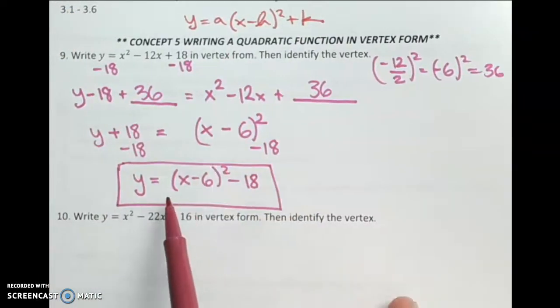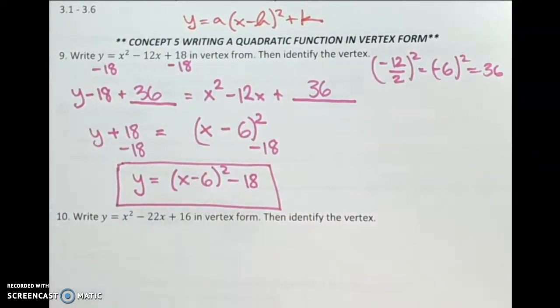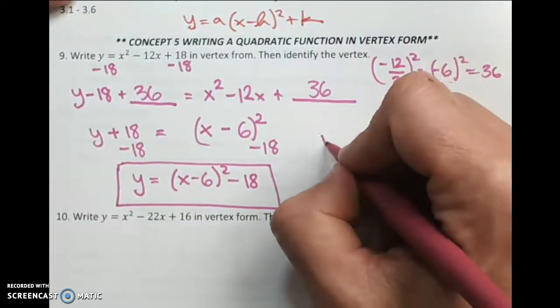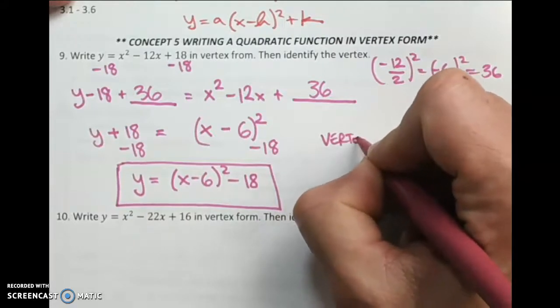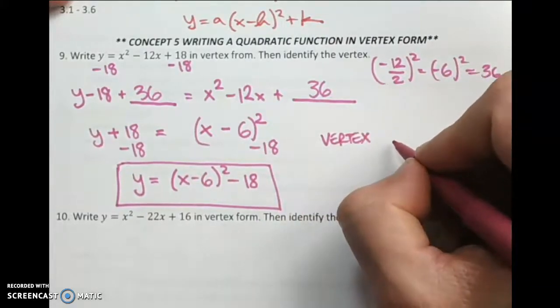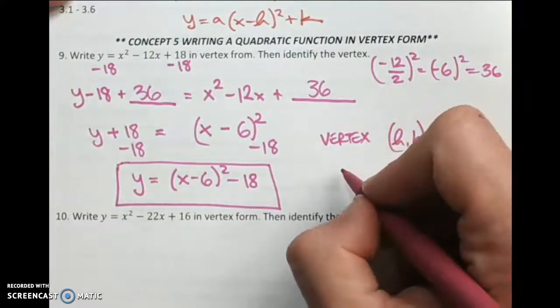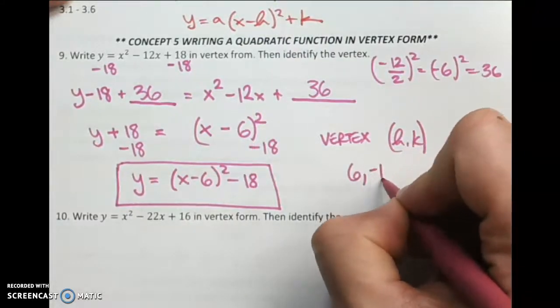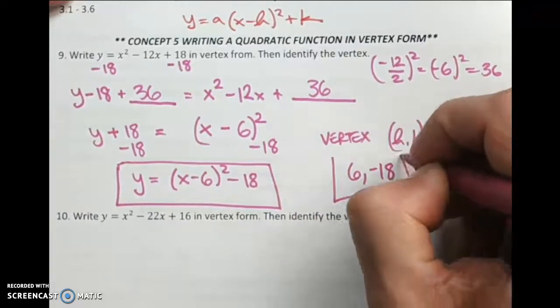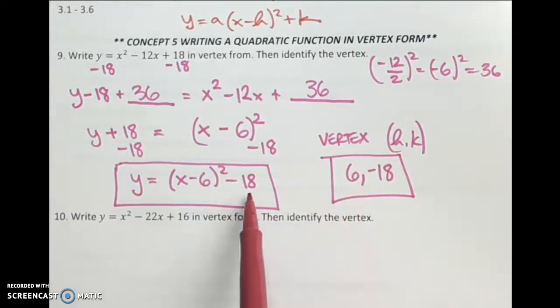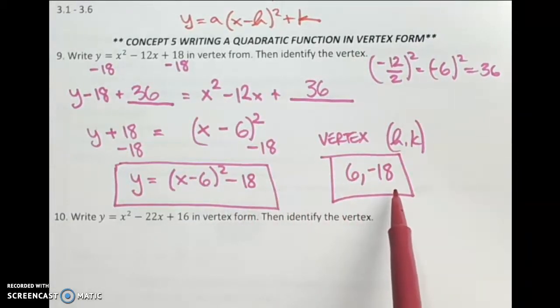My a term is only 1. My h should be 6. My k is negative 18. And I actually do need the vertex, it does ask for the vertex. That is my h, k here in the vertex form. So in this case, it is 6, negative 18. It's always the opposite of whatever it is in the equation. So if it's negative 6, h is 6. And negative 18 would stay negative 18 for k.